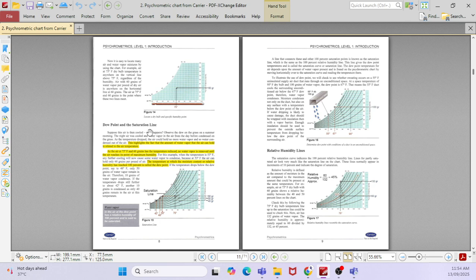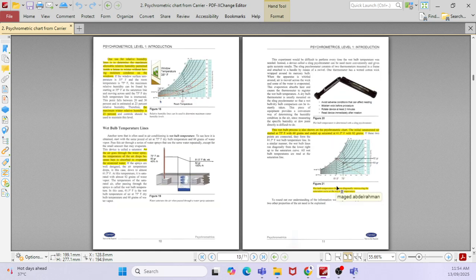Remember, whenever we work on condensate drain calculation, for example, you have an FCU. How much condensate water does that FCU drain every time? That also is a calculation based on dew point and the saturation line. Then what is relative humidity? See the percentage here. The relative humidity is based on the percentage.